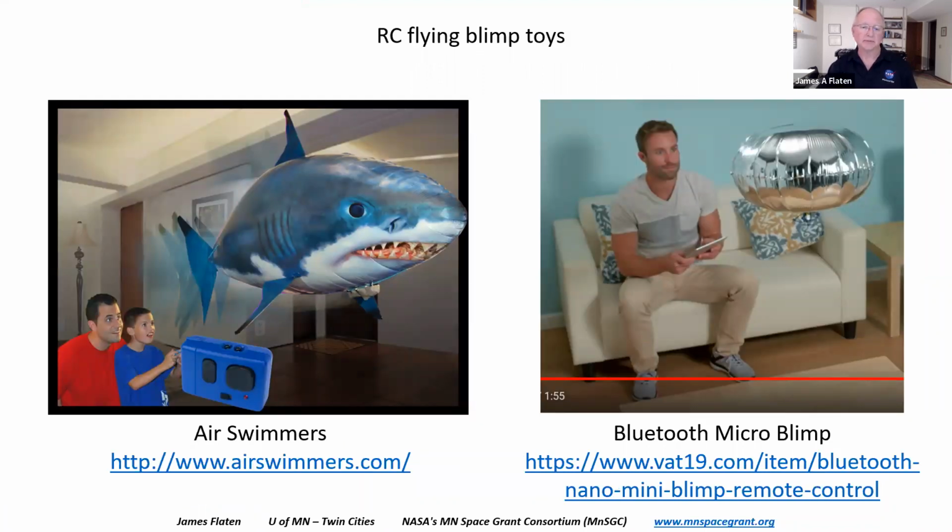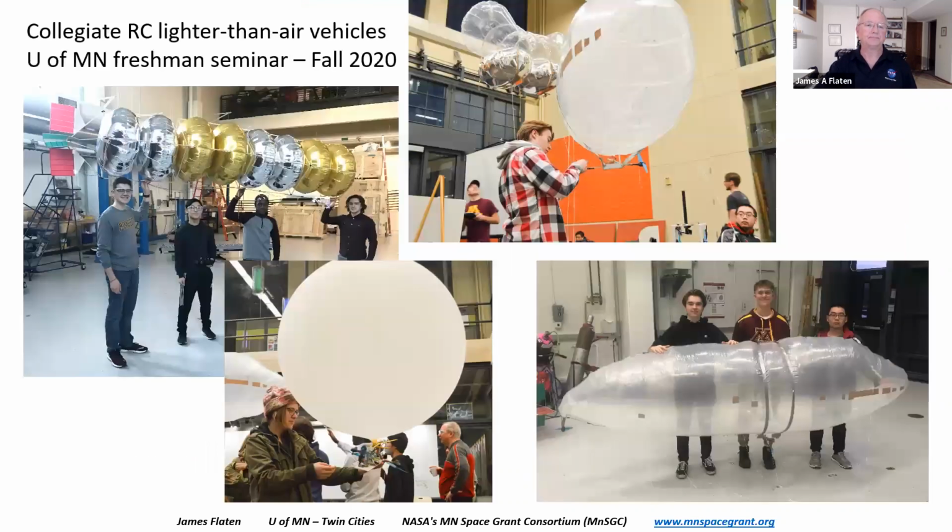Okay, so these are blimps. Air swimmers are kind of cute. They have a flapping tail to propel themselves around. The one on the right-hand side has little tiny propellers, and you essentially control it with your phone. So I've bought both of those toys and played with them some. And I've also, these are some pictures from a freshman seminar I taught where I had freshmen building lighter than air vehicles of their own design, frankly, and putting propellers on them and trying to control them. And it was fun and it was hard, and we learned a lot.